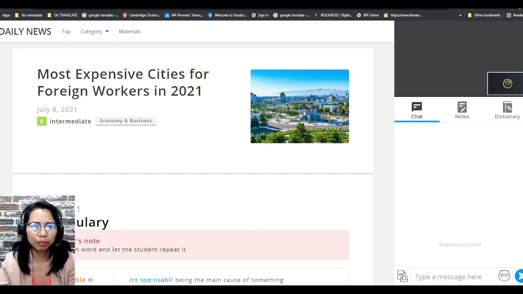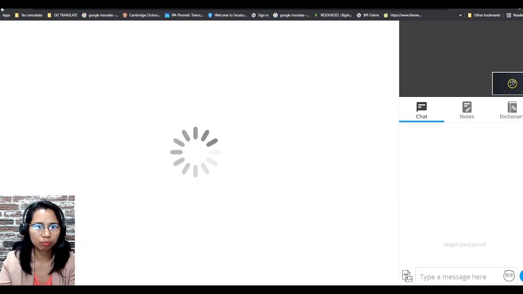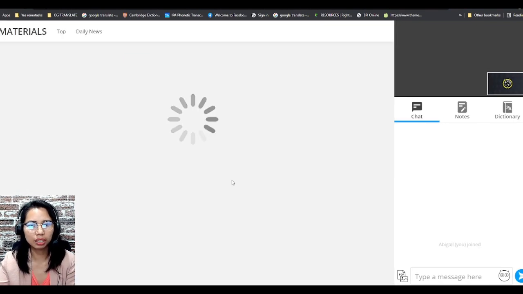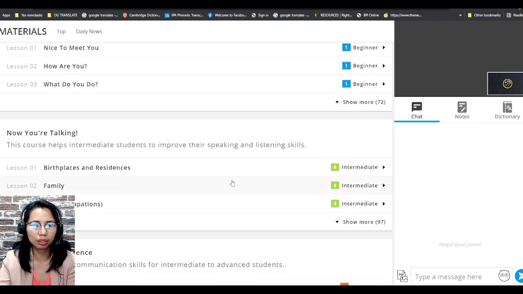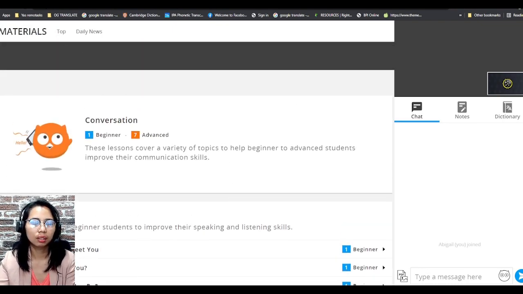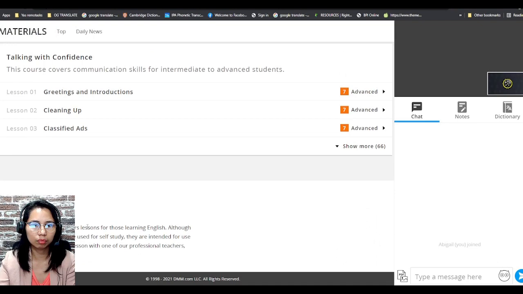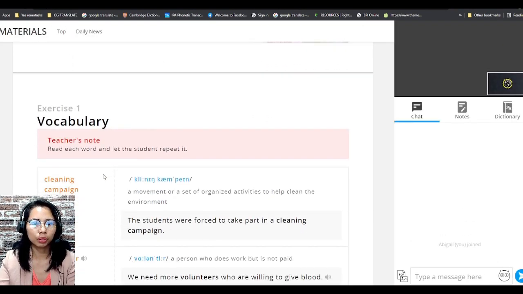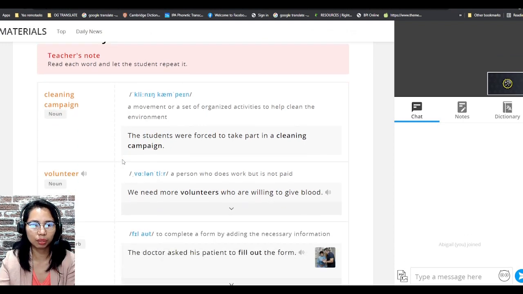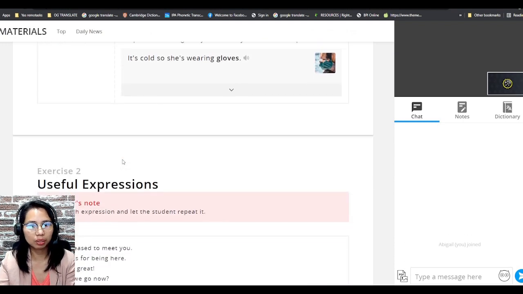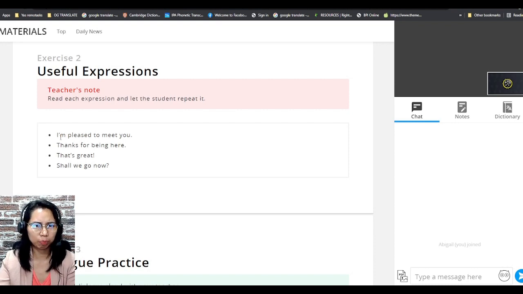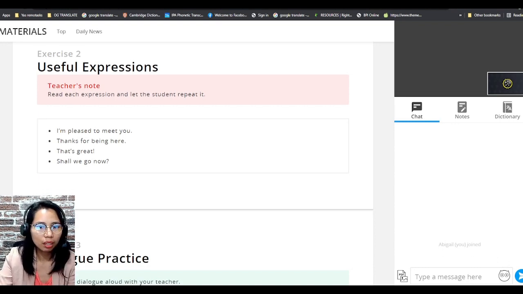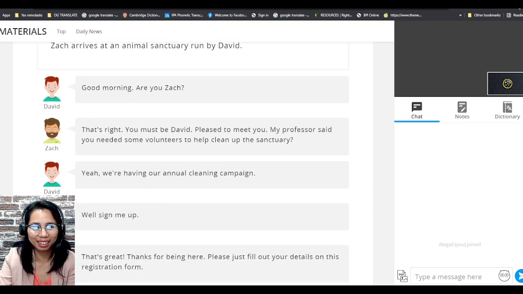Okay, so next we have conversations. Usually beginners choose this one. This is a good lesson material, very simple. Usually it starts with exercise one, which is vocabulary, but some students would like to skip that. And then repeat expressions. Okay, then dialogue practice. I really like dialogue practice.